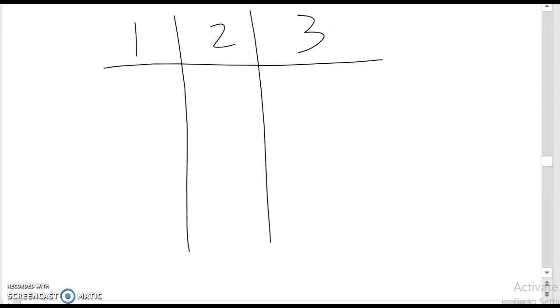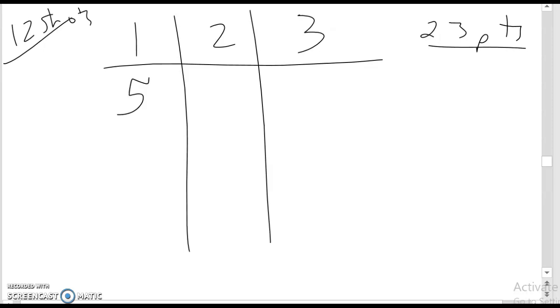Now, we know in total there were 12 shots, right? She made 12 shots. Maybe I should put shots. And she scored a total of 23 points. So these are the 2 key things we need to think about. We know that 5 of the shots were 1-pointers. That means these 2 numbers together must be 7, because 7 plus 5 is 12. I had to think for a minute there.